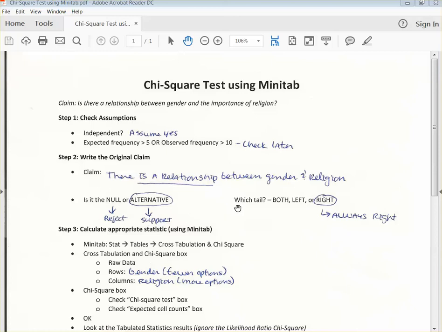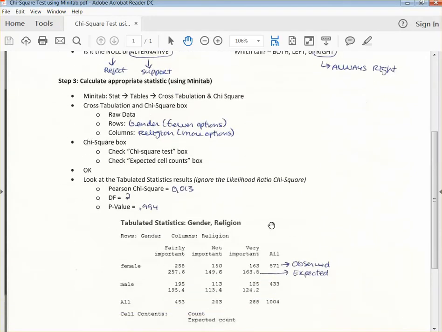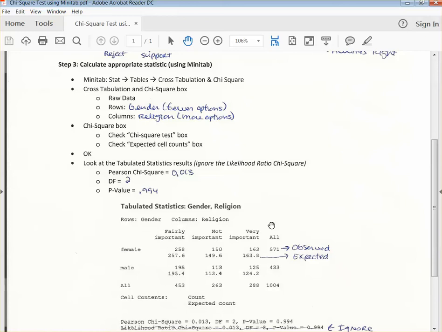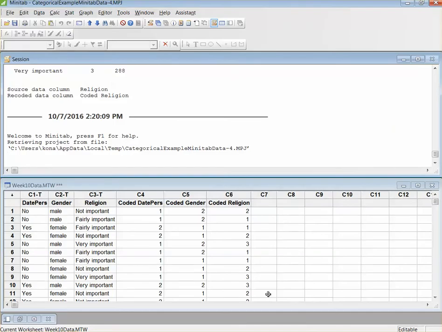Then which tail? Well, here it is. Remember, whenever we're doing a chi-square, it's always going to be a right-tailed test. Always. Chi-squares are always right-tailed tests, and that's because they are advanced tests. Any advanced test is always right-tailed. So moving along, let's calculate the appropriate statistics using Minitab. Let's go ahead and go down to Minitab.